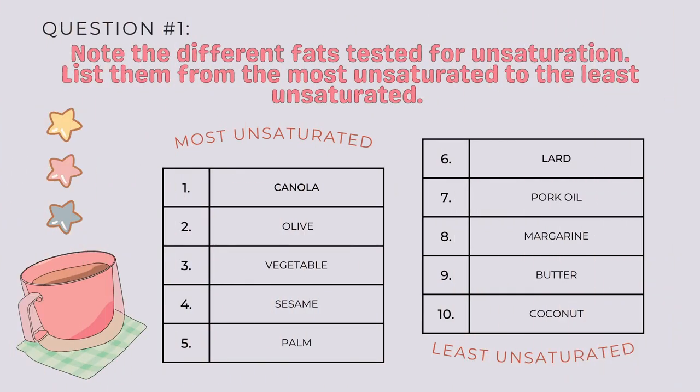Question number 1. Note the different fats tested for unsaturation. List them from the most unsaturated to the least unsaturated. From the most unsaturated to the least unsaturated, the first one is the canola, second, olive, third, vegetable, fourth, sesame, fifth, palm, sixth, lard, seventh, pork oil, eighth, margarine, ninth, butter, and the least unsaturated is the coconut.